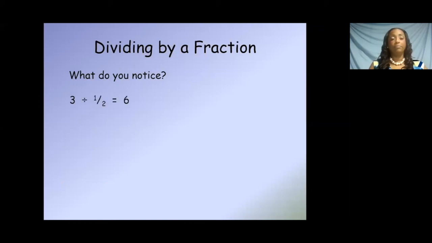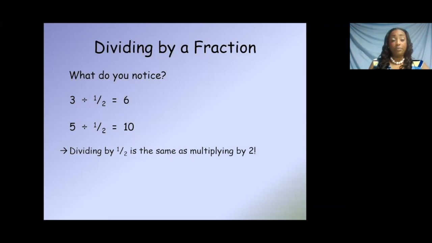What do you notice here? I'm going to give you 1 minute to look at it and tell me if you see a trend. Dividing by 1/2 is the same as multiplying by 2. Good job. So 12 divided by 1/2 equals 24. And 55 divided by 1/2 equals, yes, 110.